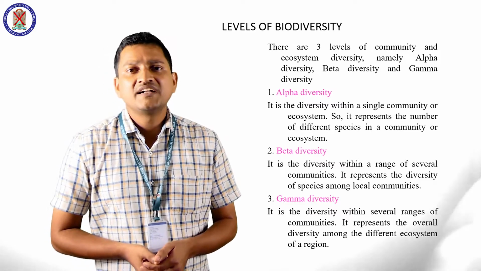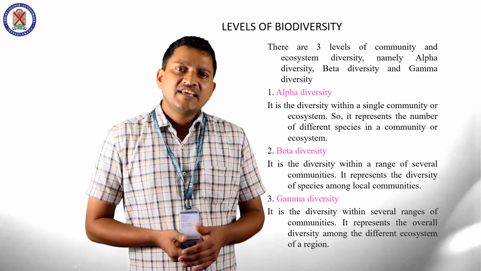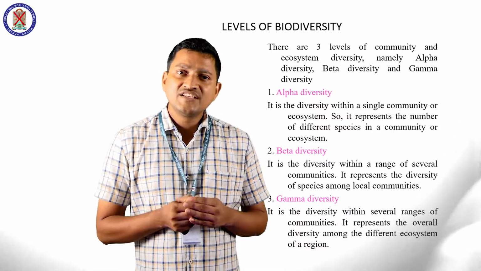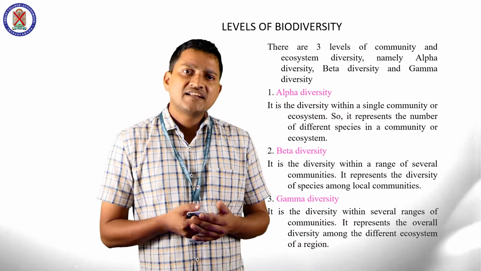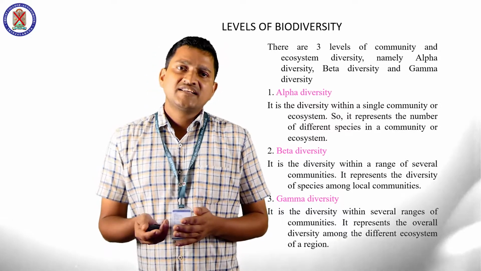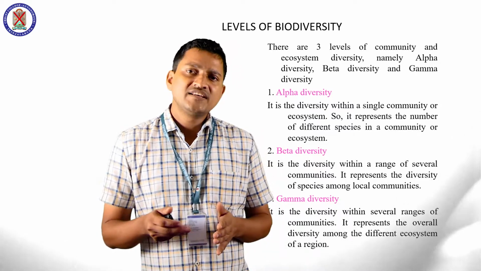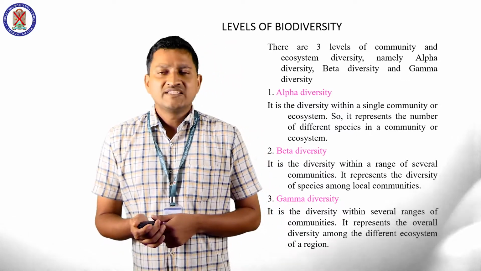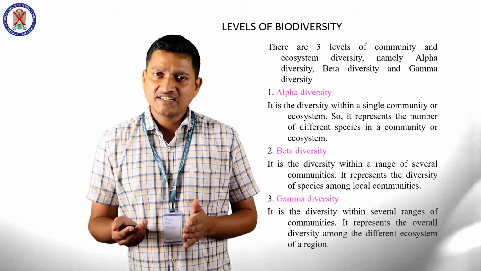Then beta diversity. It is the diversity within a range of several communities. It represents the diversity of species among local communities. Once again, alpha diversity is the diversity within a single community or ecosystem, and beta diversity is the diversity within a range of several communities. There is a difference between alpha diversity and beta diversity.